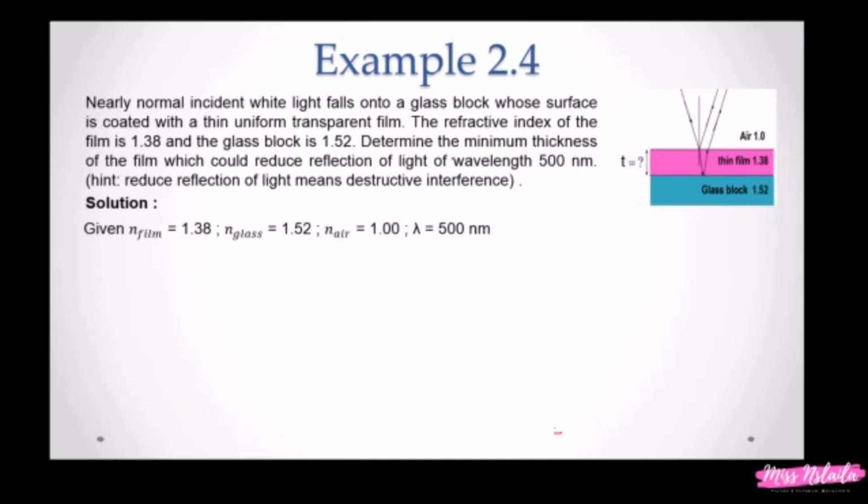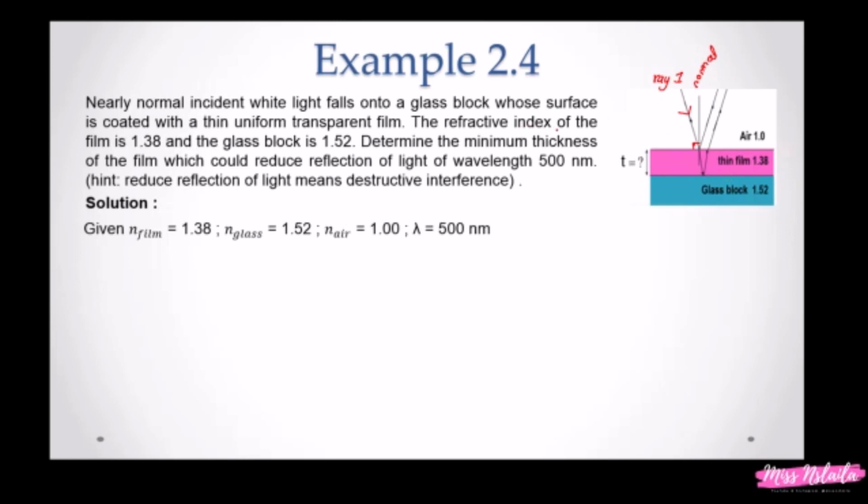Let's do example 2.4. Nearly normal incident white light falls onto a glass block whose surface is coated with a thin, uniform, transparent film. Incident ray, ray 1. Nearly normal means the incident ray is almost close to the normal line right here. This is the normal line, which is always 90 degrees with the surface. The surface is coated with a thin uniform transparent film. So let's say we have a glass block and we have a thin film here. For example, like a tinted film. That is an example of a thin film that can coat this glass block.